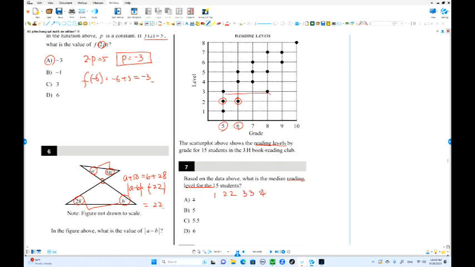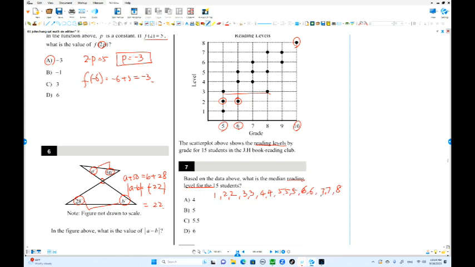4 is a 2 here. 5 is a 3. 6 is a 2. 7 is 2 again. 8 is only 1 over here, okay? It's going to be a 10th grade student. I'm sorry, this is 6, 7, 8. That's right, okay?